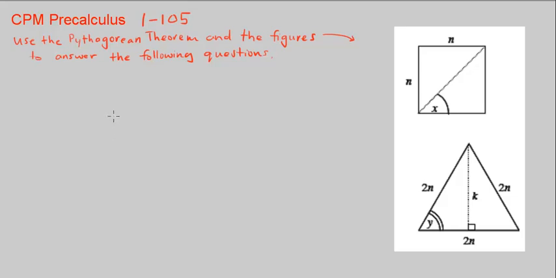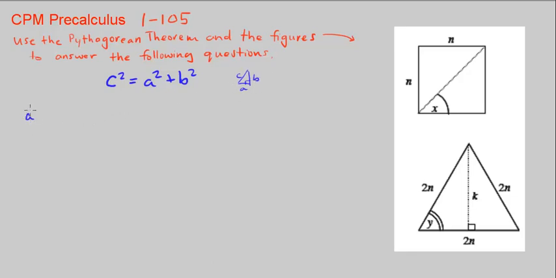This is CPM Precalculus Chapter 1, number 105. So we're asked to use the Pythagorean Theorem and the figures to the right here to answer the following questions. So remember that the Pythagorean Theorem is c squared is equal to a squared plus b squared for a right triangle where c is the hypotenuse and a and b are the other legs.